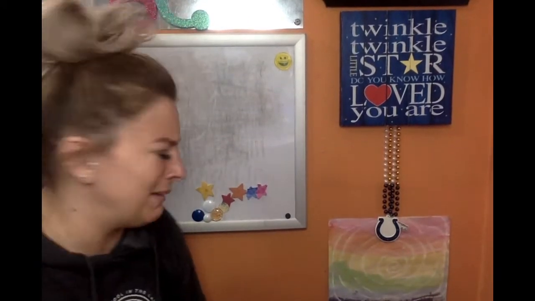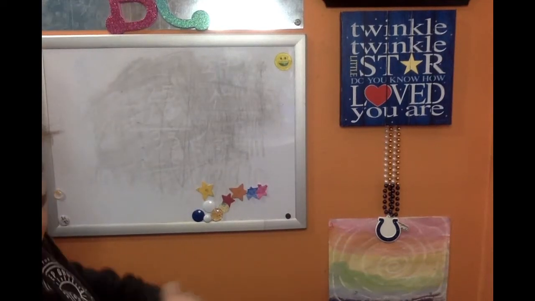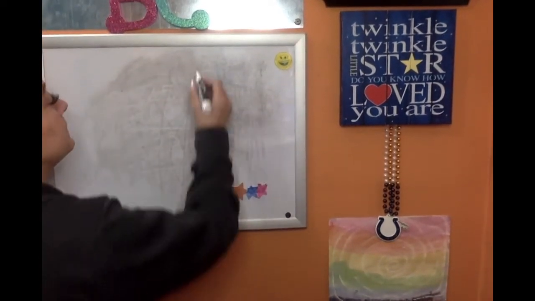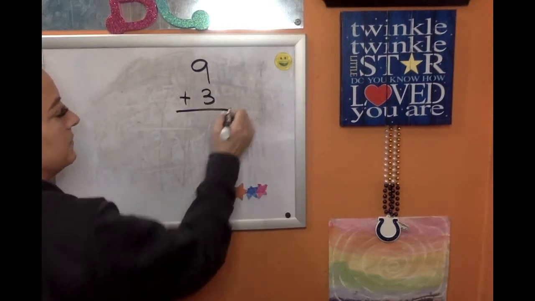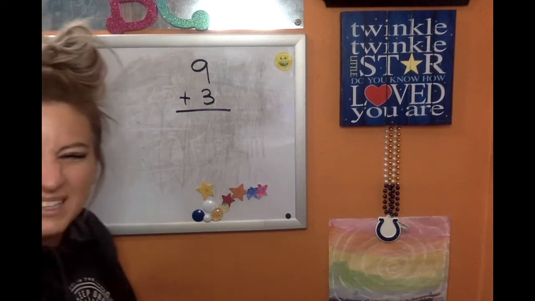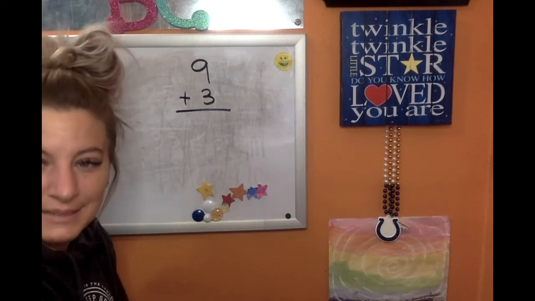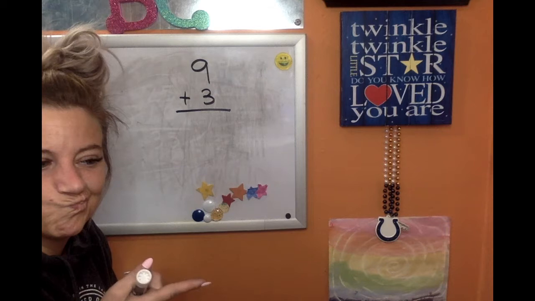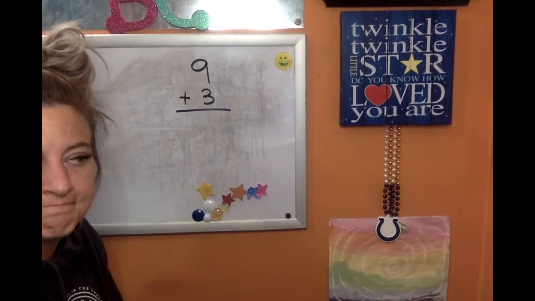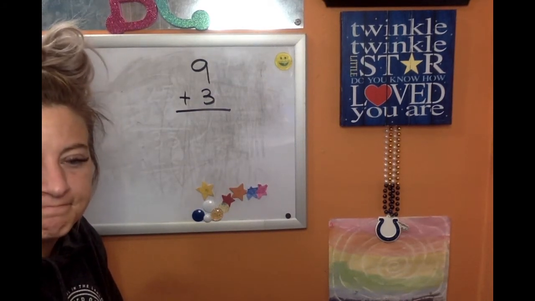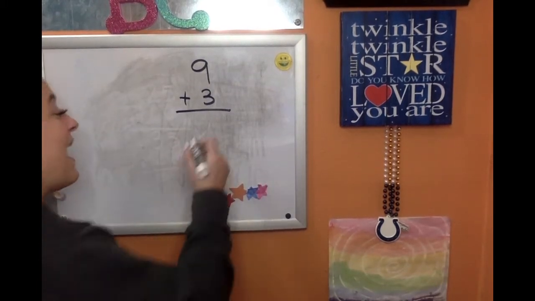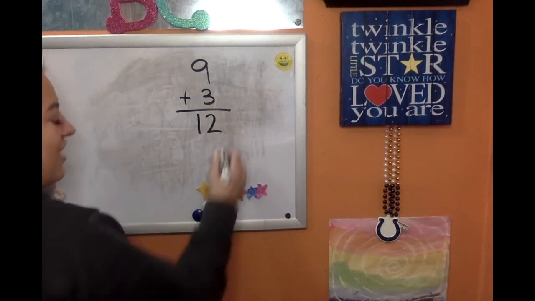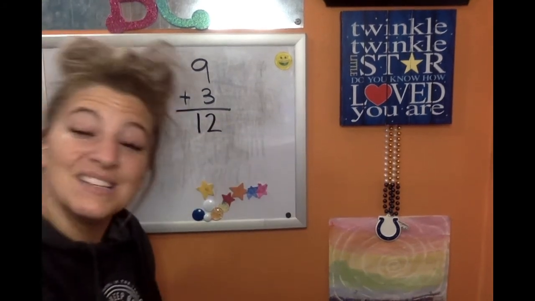Okay, let's do some math. Math. We were already doing math, Miss Dalton. Let's do some adding. That's what I meant to say. 9 plus 3. What is 9 plus 3? 12! Good job! 9 plus 3 is 12.